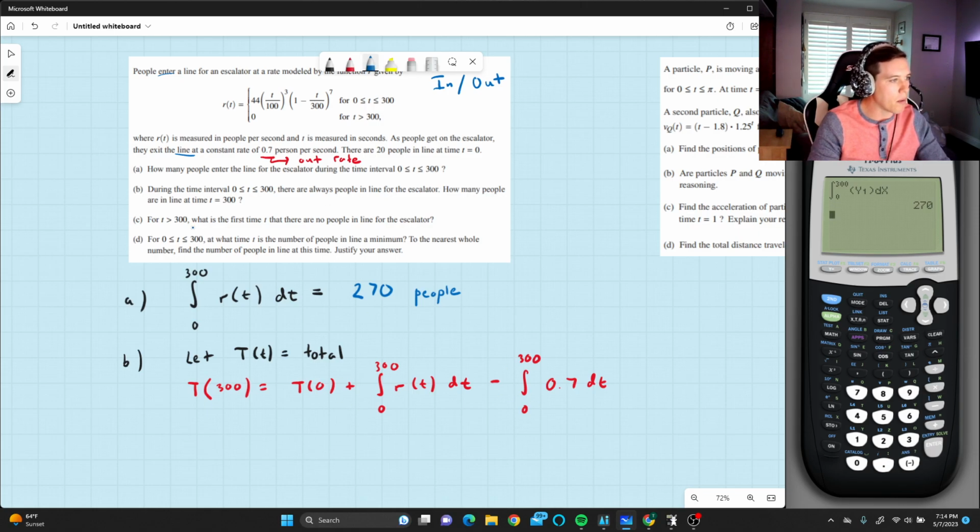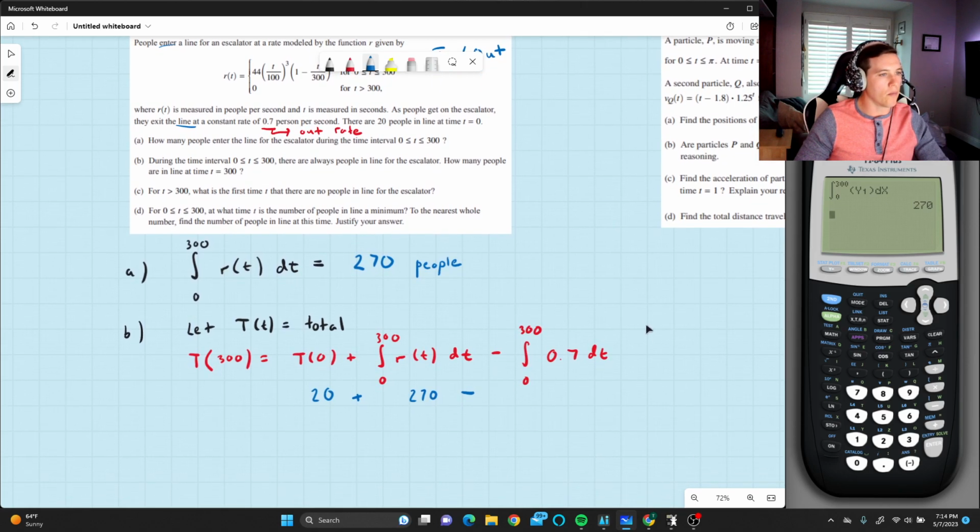Does this say to round? How many people are in line at time 300? I'm not going to plug this whole one in, but we already found this first part. It was 270. So you would add that to 20, and then you would subtract whatever this value is, 0 to 300 of 0.7 dt, and that will give you the total number of people in line at 300. We've done lots of those.